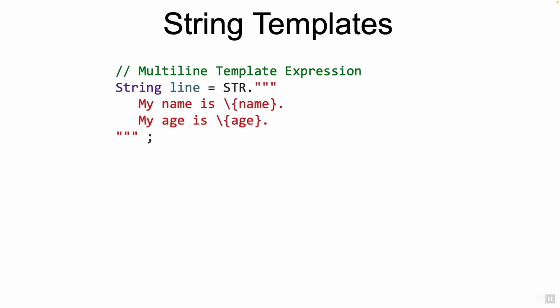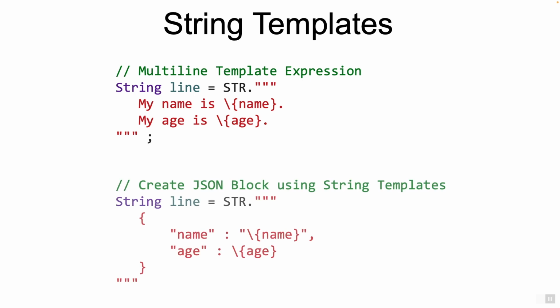Now we can also use template expressions with multi-line strings. You can see that the syntax looks similar to the Java text blocks where you have three quotes beginning and three quotes ending and it spans multiple lines. Multi-line strings can be useful in expressing JSON blocks or XML blocks or SQL statements. Here's an example which shows a JSON block using the string template.